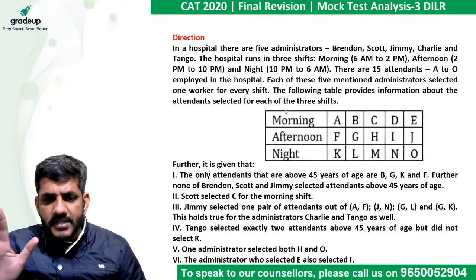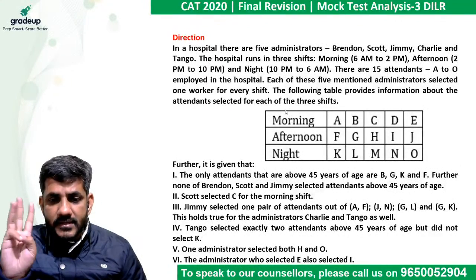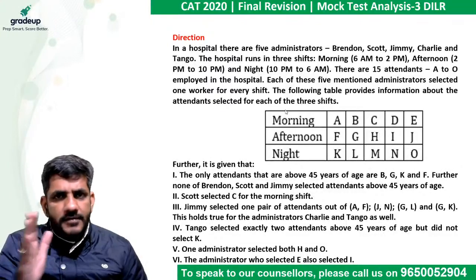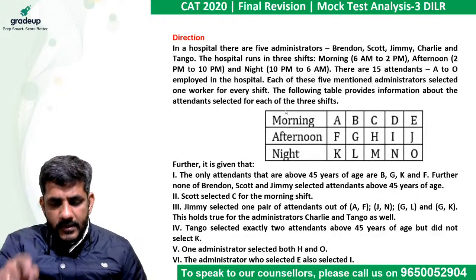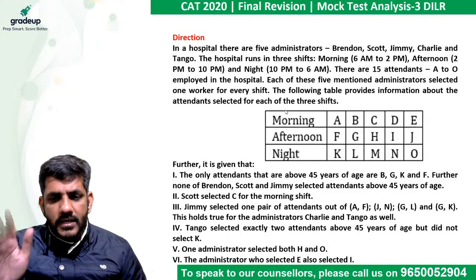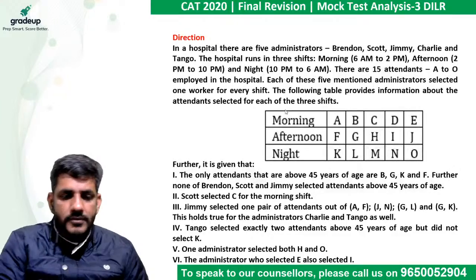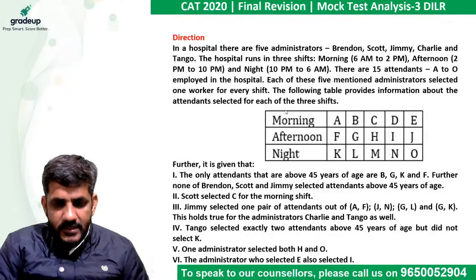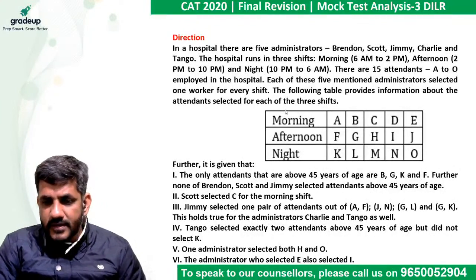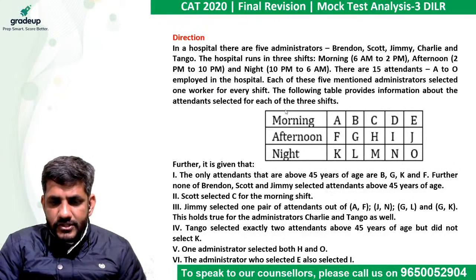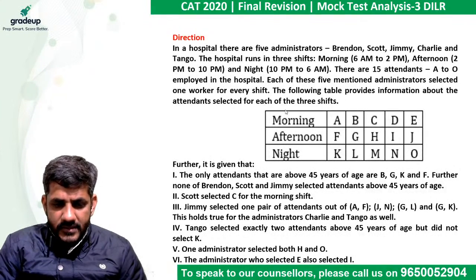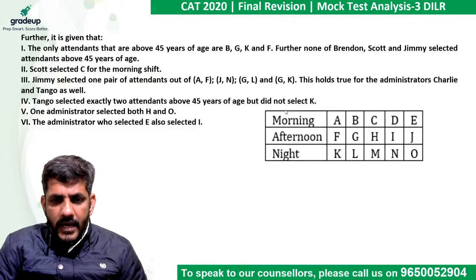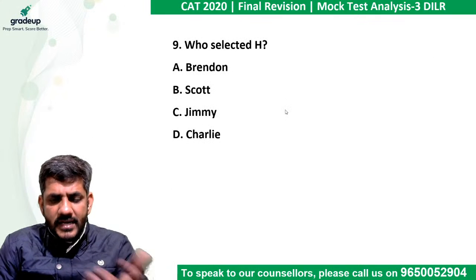So there are 5 administrators. Each of them selected 3 people for the 3 shifts. So total 15 people are selected by them, and those are 15 attendants A to O. Their names are given to us. Morning में कौन select हुआ, afternoon में कौन, night में कौन. Further, it is given that the only attendants that are above 45 years of age are B, G, K, F. Further, none of B, S, J selected attendants. Scott selected C for morning shift. Jimmy selected one pair of attendants out of these. Tango selected this, falana. And when I look at the questions, who selected H?